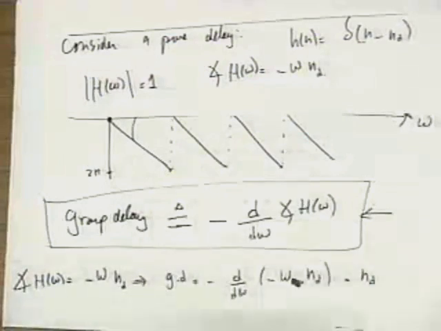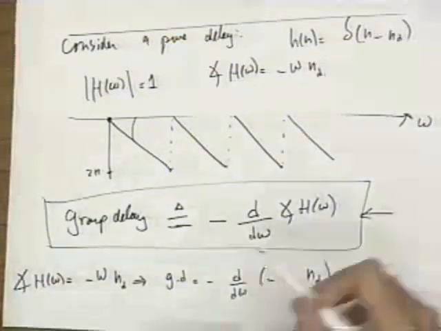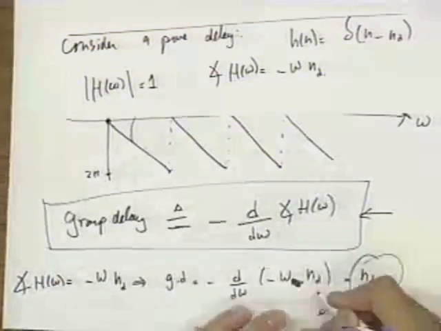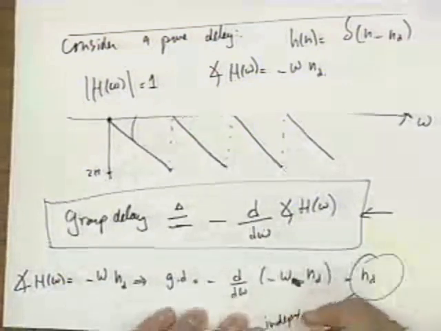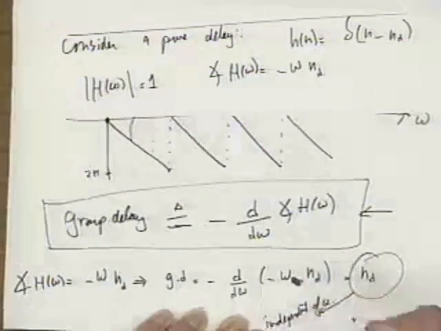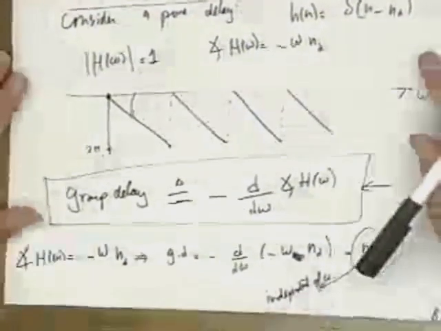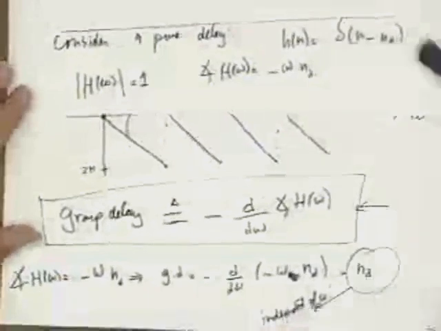Okay? So this filter is not only linear phase, but it's also at the group delay of n sub d. But more important than that, the fact that this group delay here is independent of omega. So this n sub d is independent of omega.